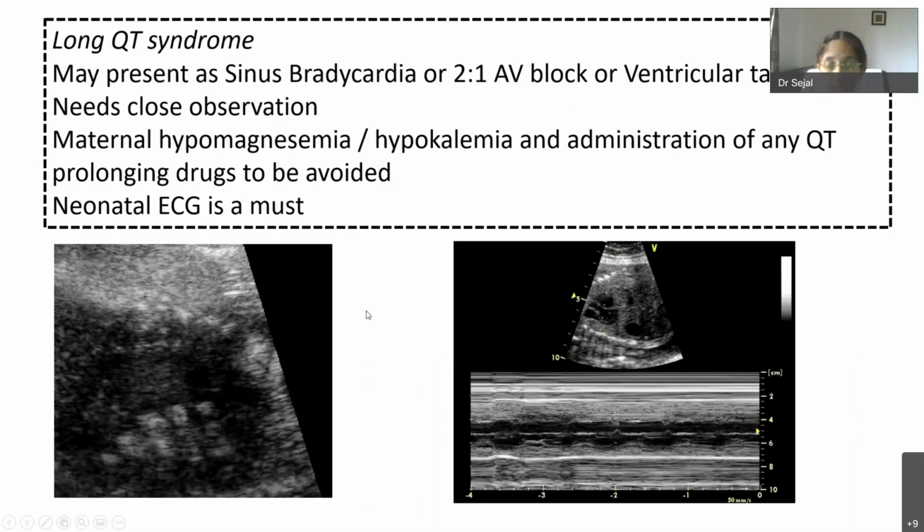So the learning lesson is any heart rate which is closer to 110 could be sinus brady, could be a prolonged QT after ruling out secondary causes. A follow-up observation during pregnancy is necessary with some evaluation after birth.